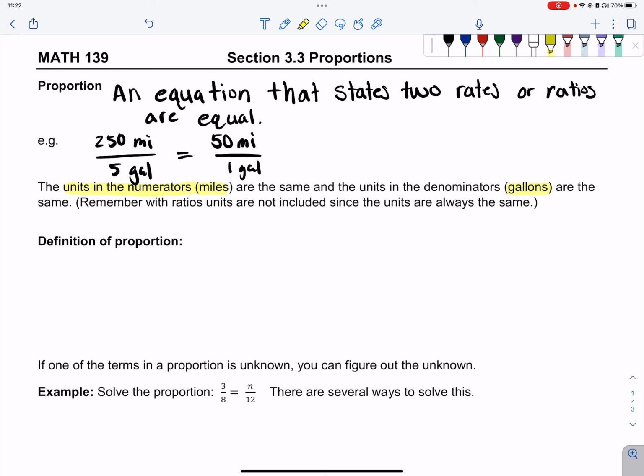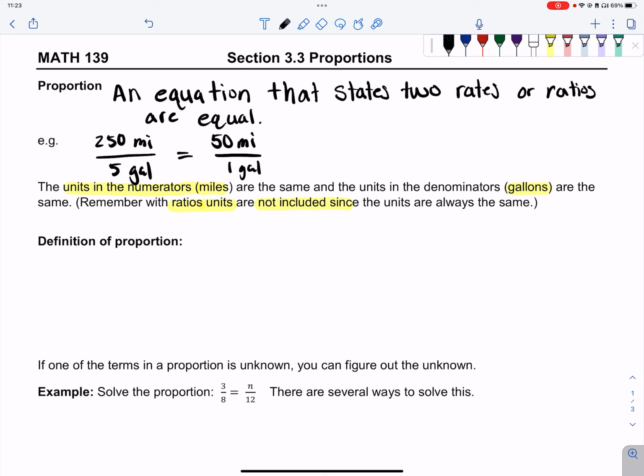The other tricky part with this is a proportion can have ratios instead of rates. And with ratios, we don't include the units with them. Our ratios are unitless. So this can make it a little bit tricky in the setup of word problems when we're given problems that deal with ratios and not rates. But you just need to be very careful with the setup to make sure that both sides are representing the same thing.